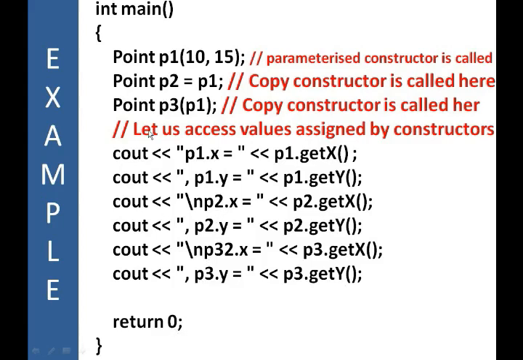All these values will be printed in the main program, and finally a return statement 0. Now you can experiment with this program and examine what you are getting as the output. From this output you can understand the execution of these constructors.